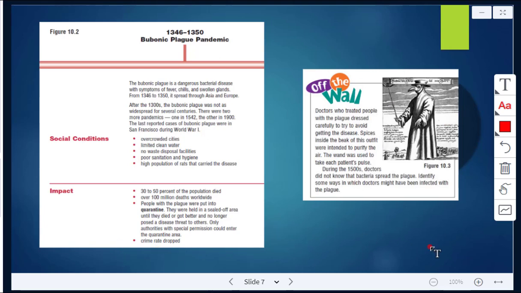This diagram is just showing how people treating patients with the plague, like doctors, were dressed to try to avoid getting the disease. They would wear a beak-shaped mask, and inside that beak there were spices that were intended to purify the air. And the wand here was used to take each patient's pulse. All right, so during this time, doctors didn't know that it was bacteria that was spreading the plague.